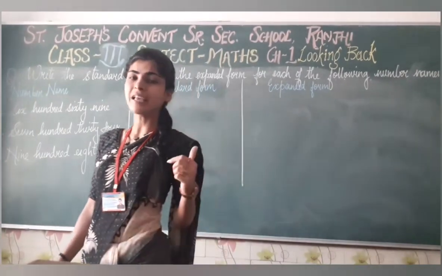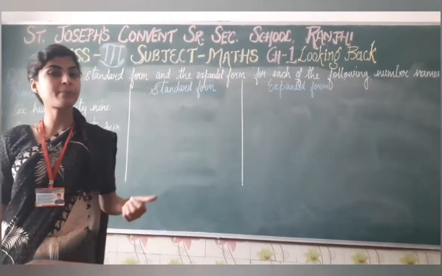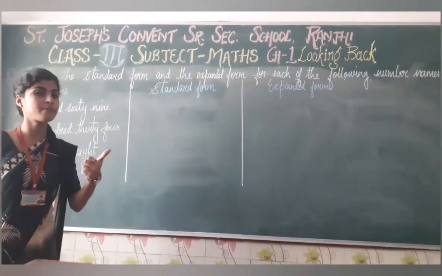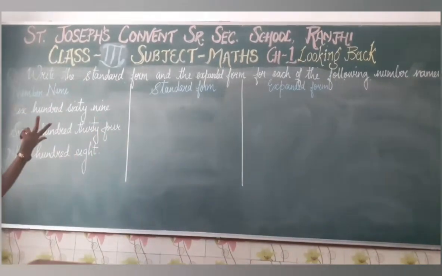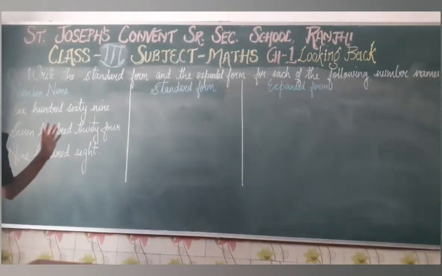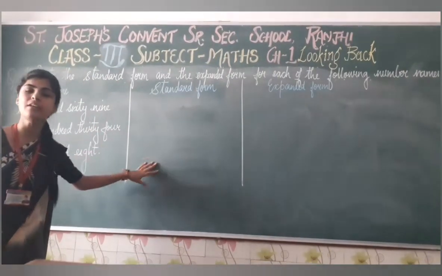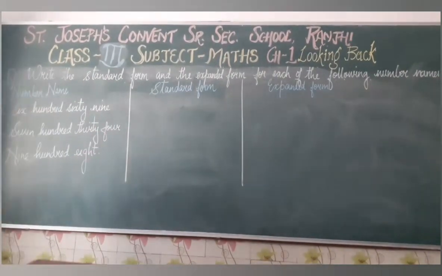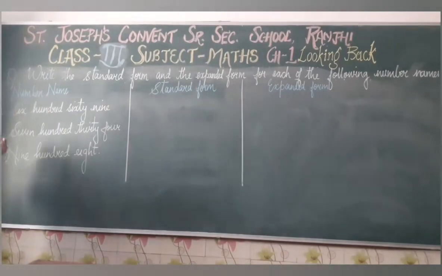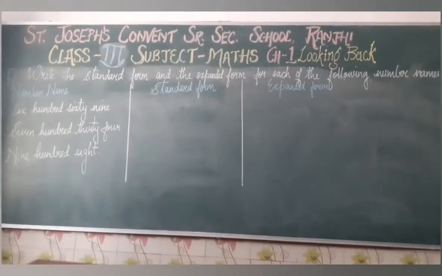All these three things we have studied in our previous videos. Standard form, word form and the expanded form. So these three are together over here. So let's start, children. Now, the very first number name is given to be what?